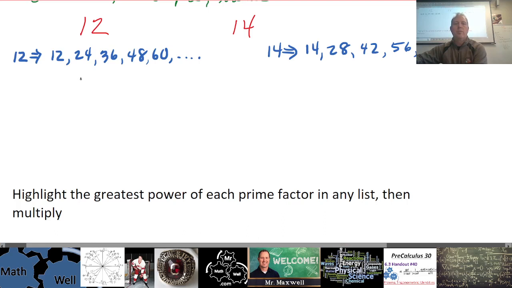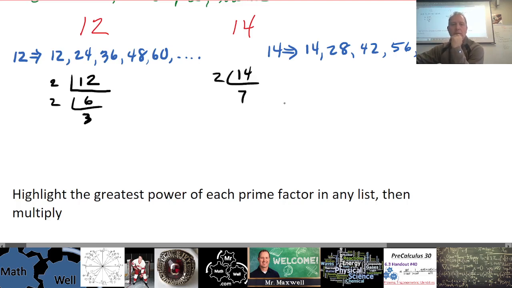Okay, so let's break 12 down. Those are going to be 2, 6, 2, 3. And then if we break 14 down, now it seems counterintuitive because we're finding factors and we want multiples, but it'll work out. So 14, 2, and 7.